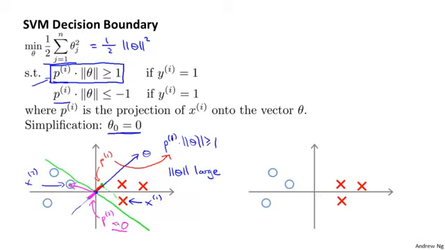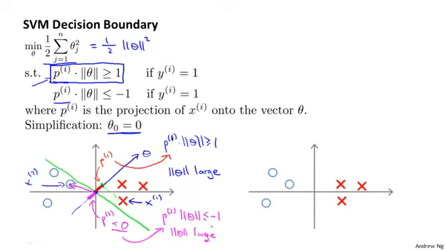And similarly, for our negative example, we need P2 times the norm of theta to be less than or equal to minus 1. We saw in this example that P2 is going to be a pretty small negative number, and so the only way for that to happen as well is for the norm of theta to be large.